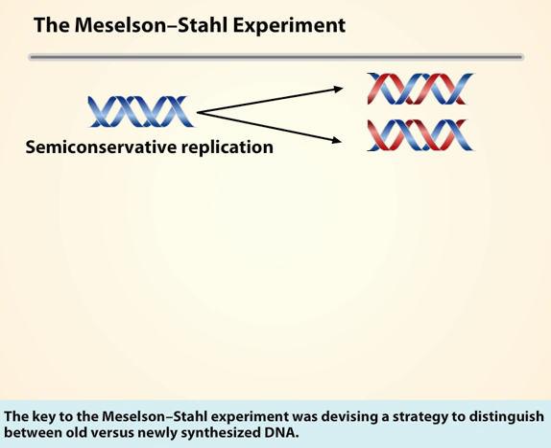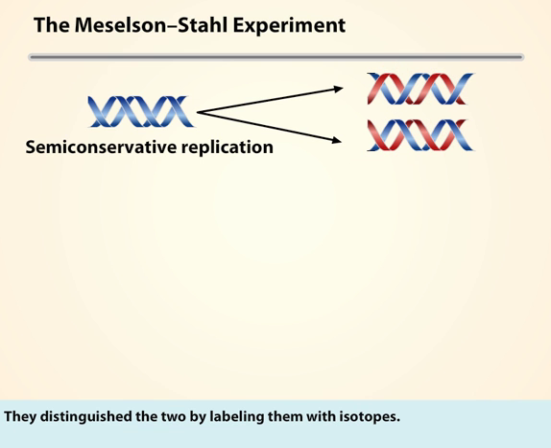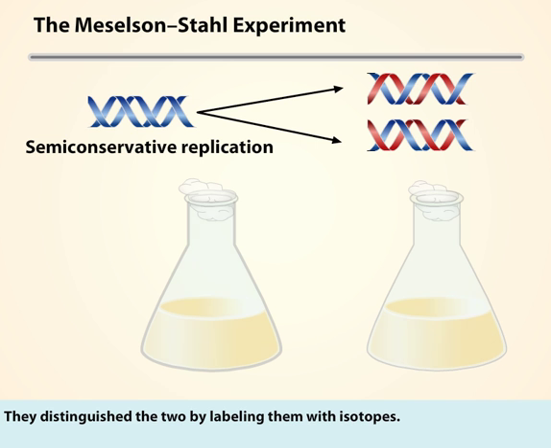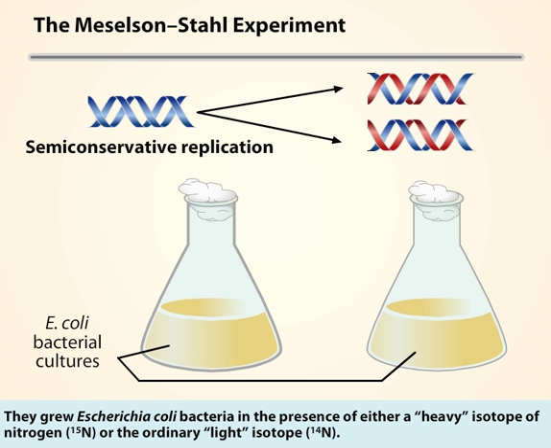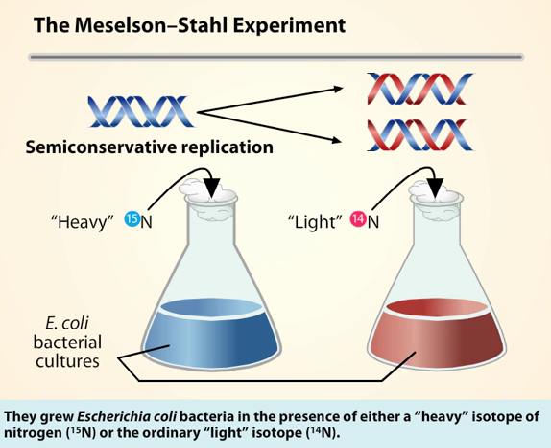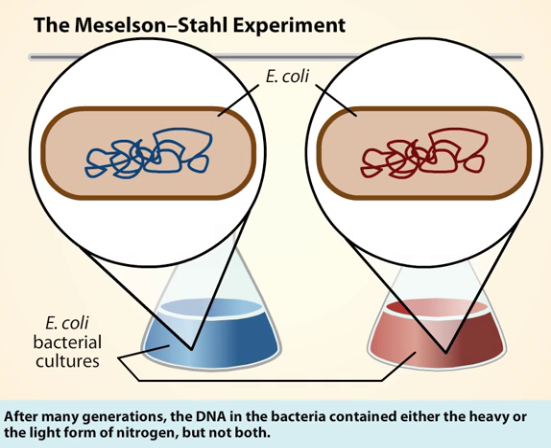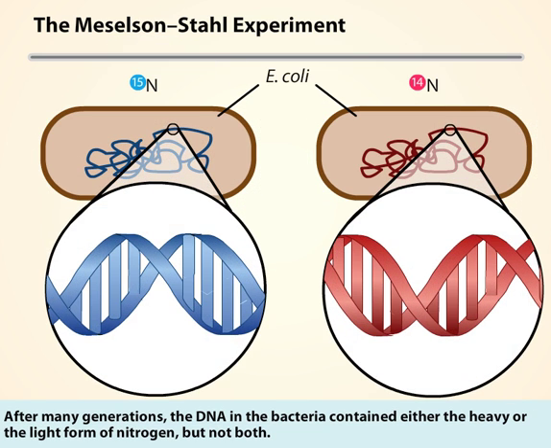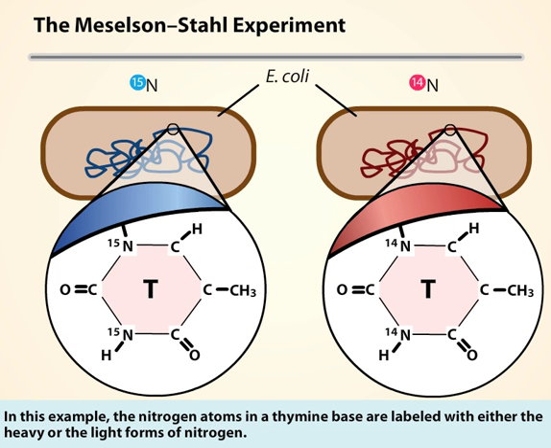The key to the Meselson-Stahl experiment was devising a strategy to distinguish between old versus newly synthesized DNA. They distinguished the two by labeling them with isotopes. They grew Escherichia coli bacteria in the presence of either a heavy isotope of nitrogen, N15, or the ordinary light isotope, N14. After many generations, the DNA in the bacteria contained either the heavy or the light form of nitrogen, but not both. In this example, the nitrogen atoms in the thymine base are labeled with either the heavy or the light forms of nitrogen.